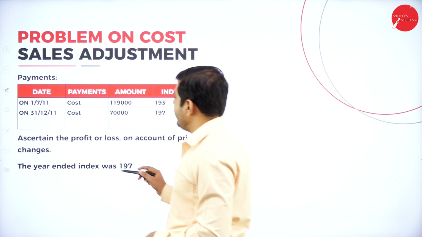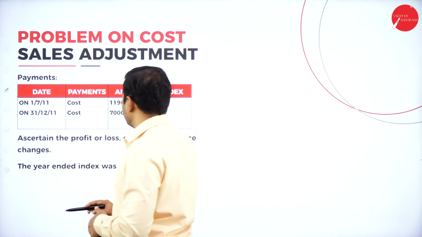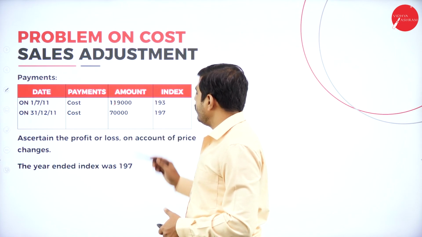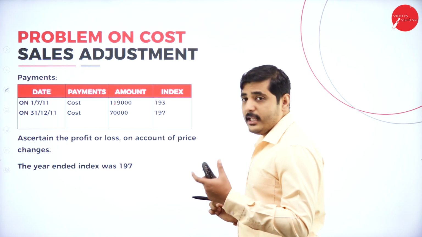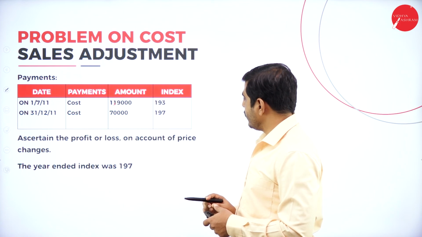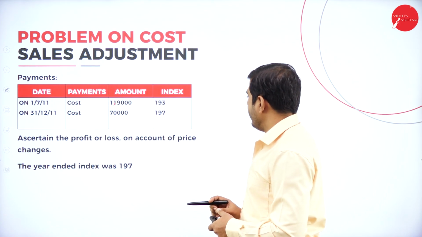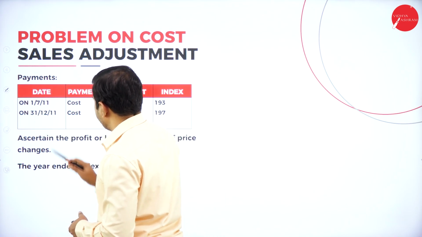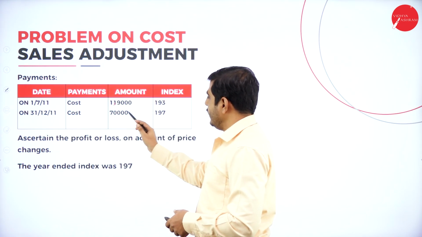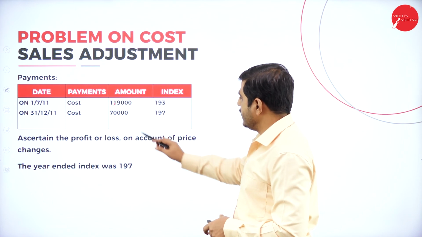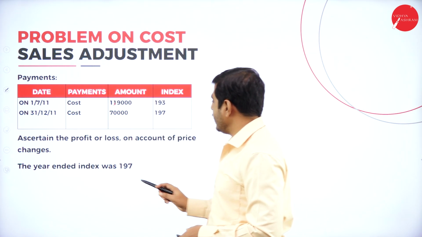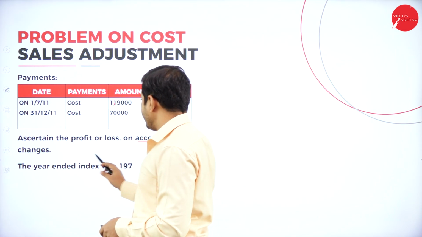Again, come to the payment side. On 1/7/2011 we have paid 1,90,000 rupees for the purchase of raw materials or any other materials. The index was 193. On 31/12/2011 the expenses were 70,000 rupees, and the index is 197. So ascertain the profit or loss on account of purchase price.